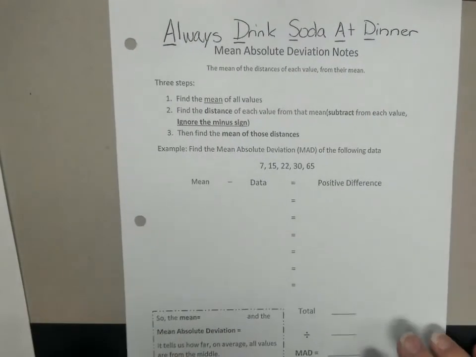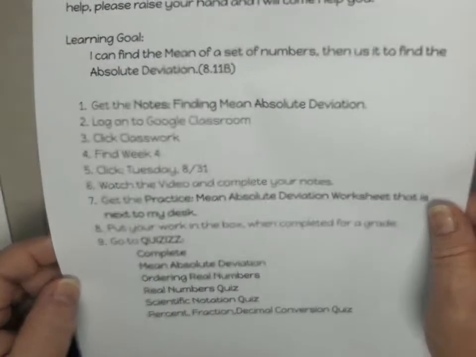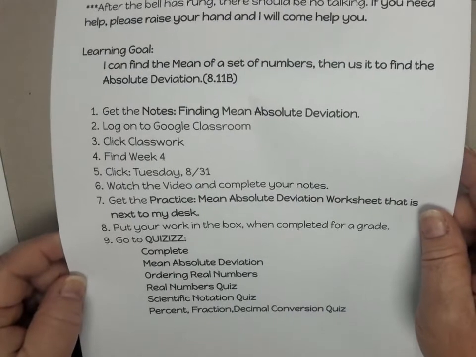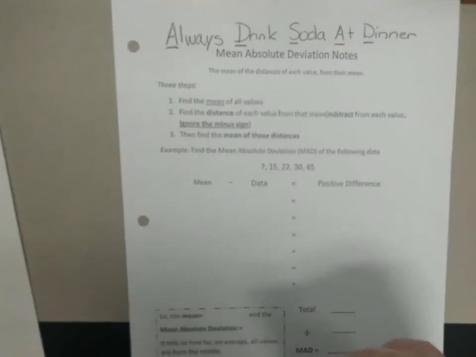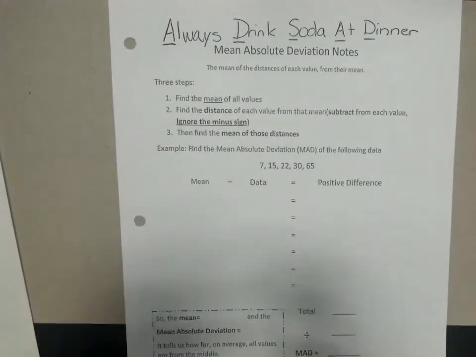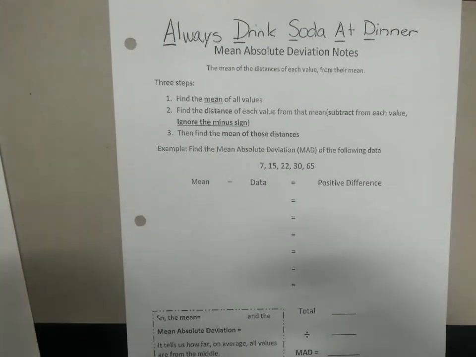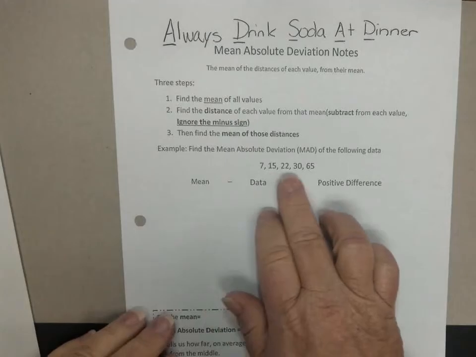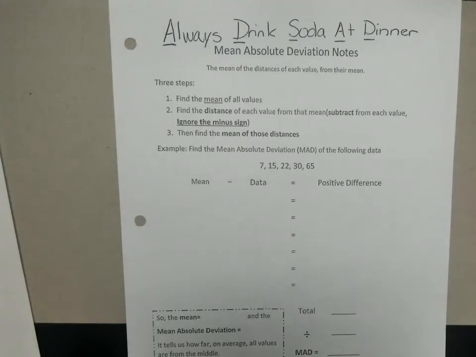Well, hello. Today, our learning goal is I can find the mean of a set of numbers, then use it to find the absolute deviation. This is called the mean absolute deviation. Essentially, it is the average distance that all your data points are away from the mean. I know that's a lot to understand, so we call it the mean of the mean.